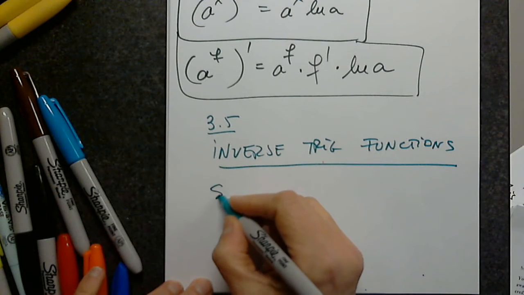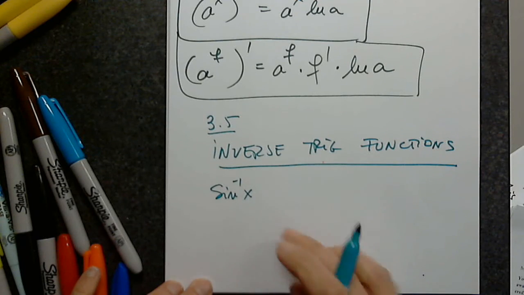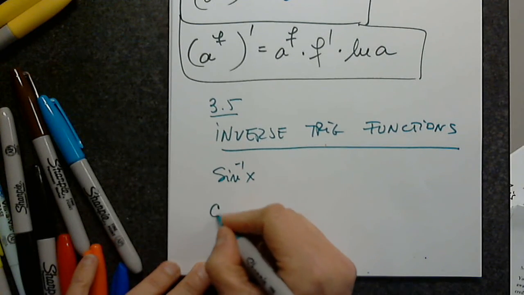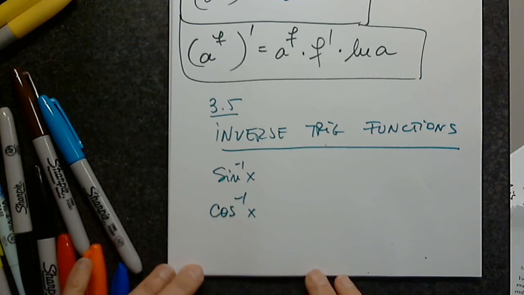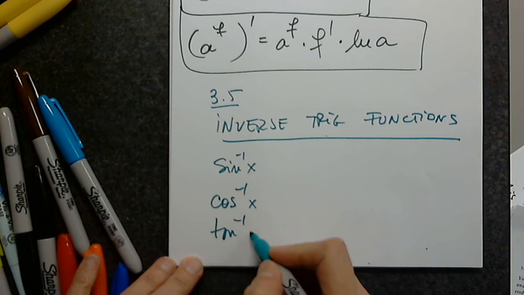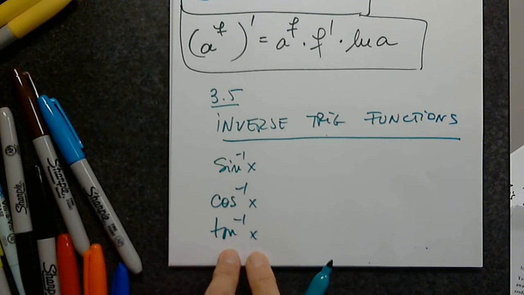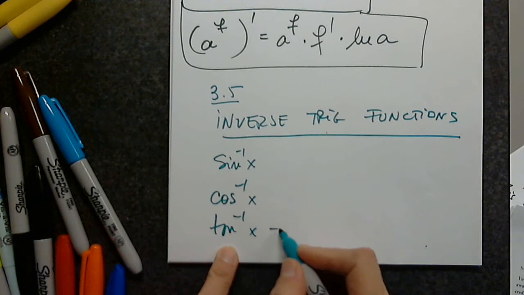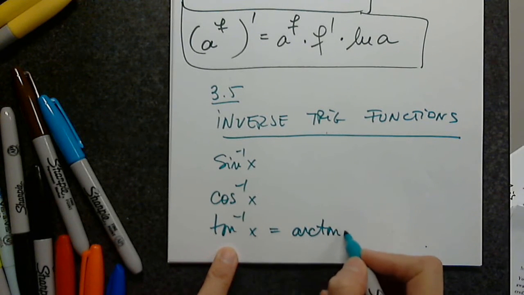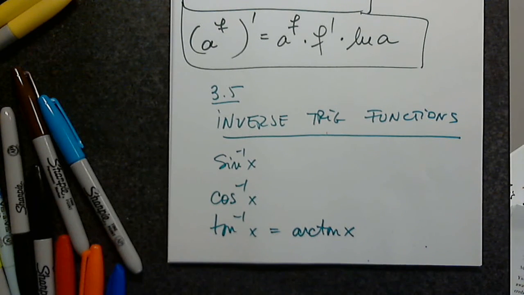So here's one, sine inverse x, cosine inverse x, and tangent inverse x, and this is the one that I tortured you with from the very beginning, right? This is the arc tangent x. We looked at the graph, we applied limits to it, so the graph and its asymptotes are committed to memory, and this is the derivative now.